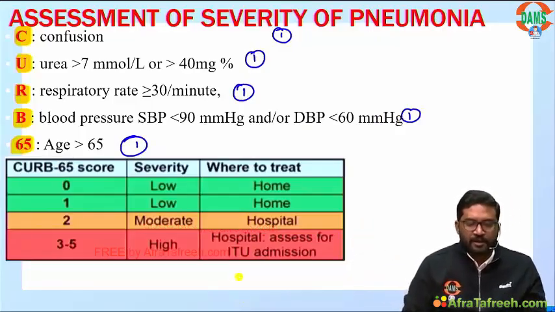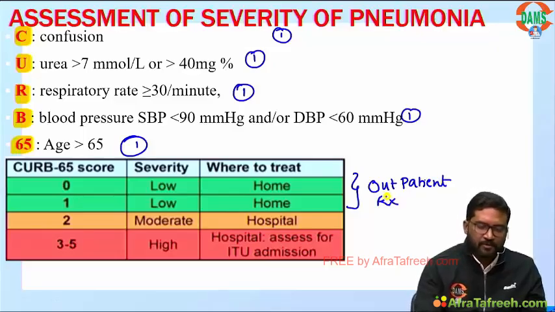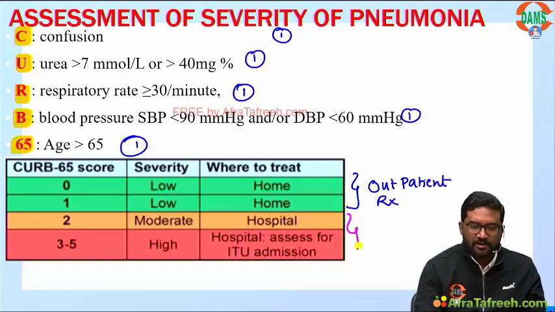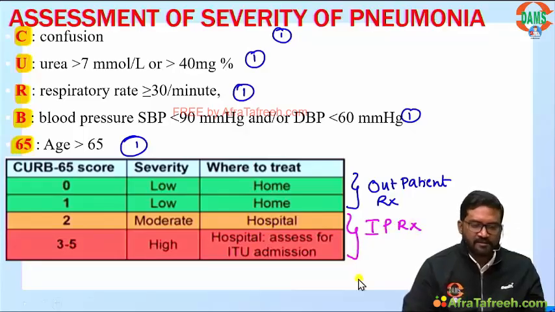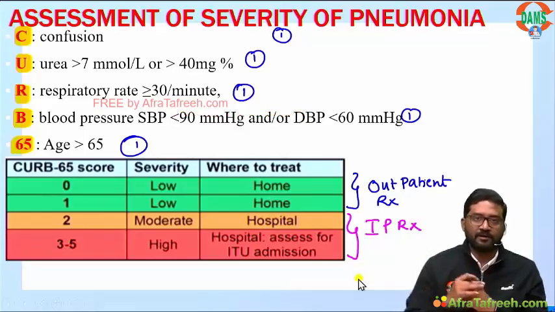So if the patient has a low score, it is less severe pneumonia, so we generally treat it at home. Whatever you do at home is called outpatient or OP treatment. Now, if the score is more, you need hospitalization. It is called IP treatment. IP means inpatient treatment. So this is how you have to assess a community acquired pneumonia.